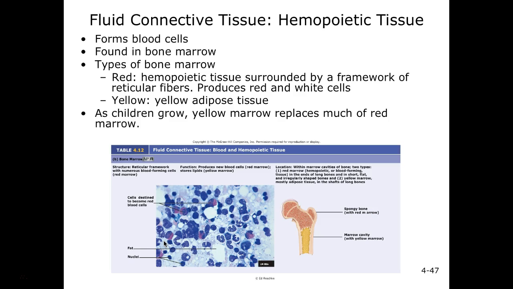Okay, I lied. We have one more slide on connective tissue. We have hemopoietic tissue. Once again, this helps form blood cells. It's found in our bone marrow. We have red bone marrow, again, where our blood cells are going to be created. And we have it supported by a framework of reticular fibers. So all along this area here, we have support of those reticular fibers. The yellow bone marrow is going to contain fat, so adipose tissue. And as a child grows, that yellow marrow is going to replace a lot of the red bone marrow that we have within our long bones.